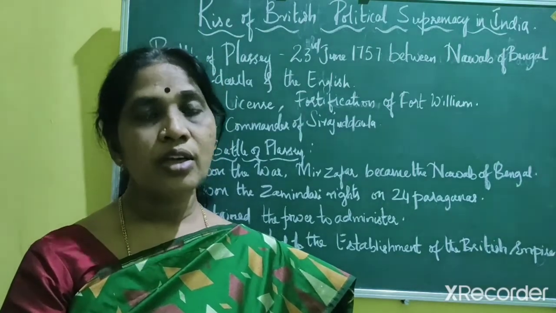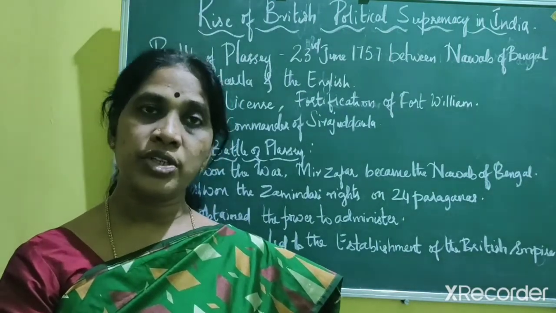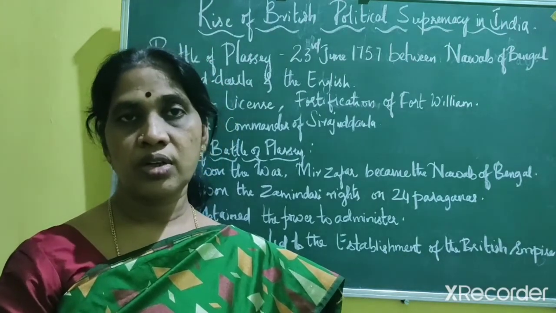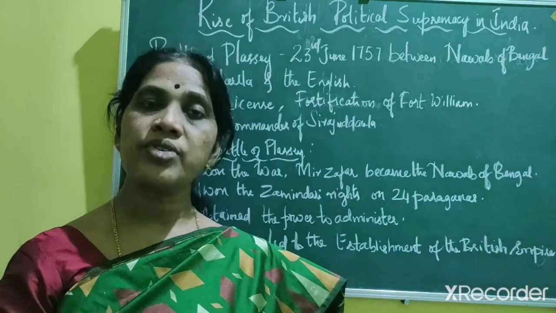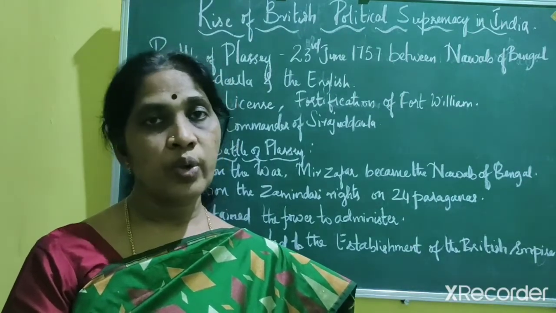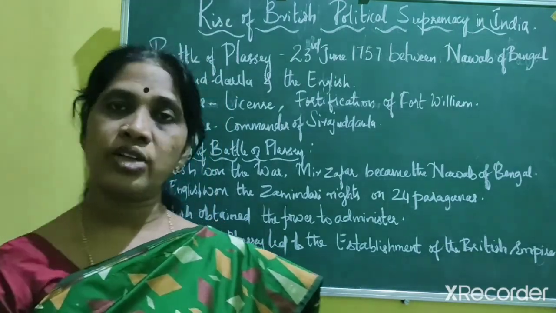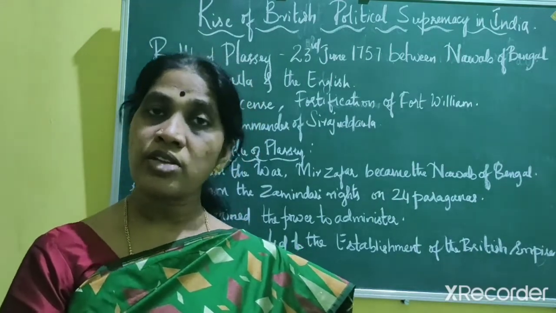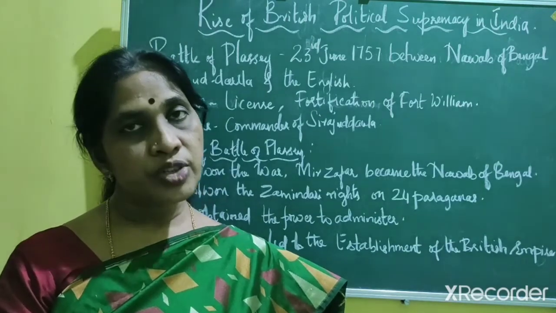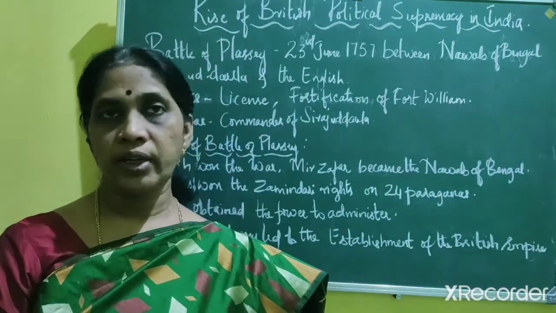Sirajuddaulah conquered Fort William easily and imprisoned the company officials. It is said that around 146 officials were imprisoned in a small room in that fort, and about 123 died in this incident. This is called the Black Hole tragedy. This enraged the British officer Robert Clive, and he proceeded to Bengal with a huge army. This is the cause for the Battle of Plassey.